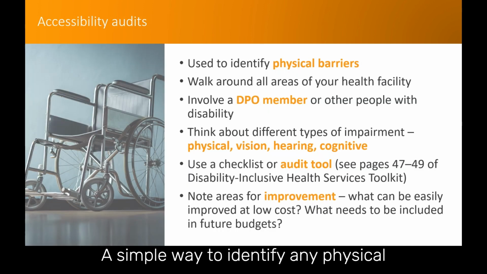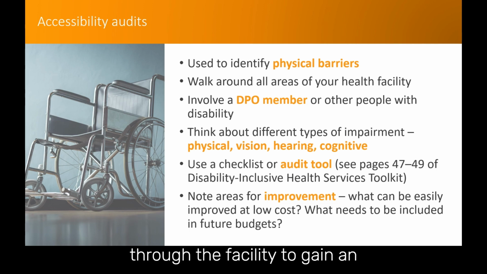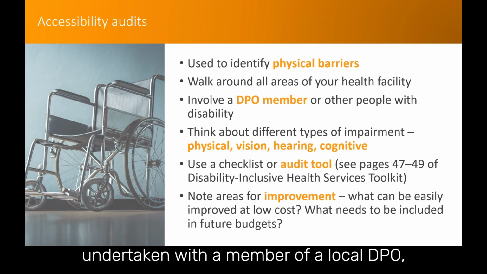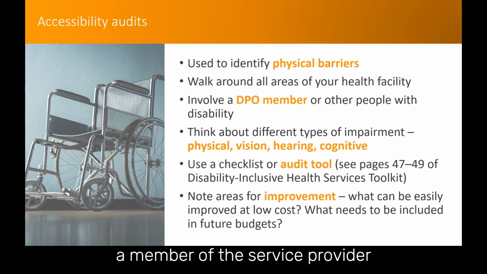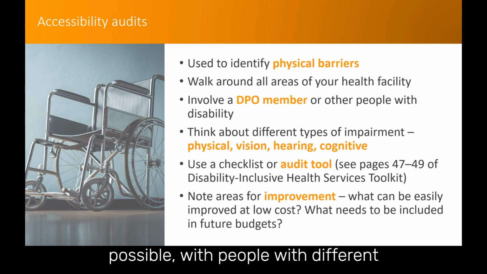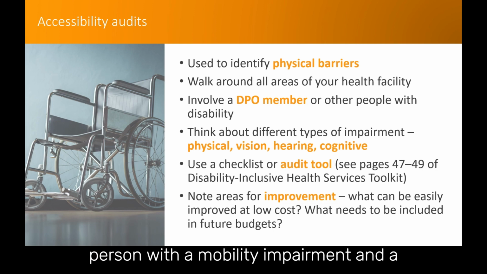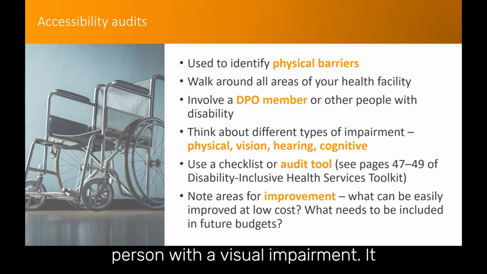A simple way to identify any physical barriers in your health facility is to conduct an accessibility audit. An accessibility audit involves moving through the facility to gain an understanding of the physical accessibility of all areas of your health facility. Ideally, this will be undertaken with a member of a local DPO, a member of the service provider leadership or management team, and where possible, with people with different types of impairment. For example, a person with a mobility impairment and a person with a visual impairment.